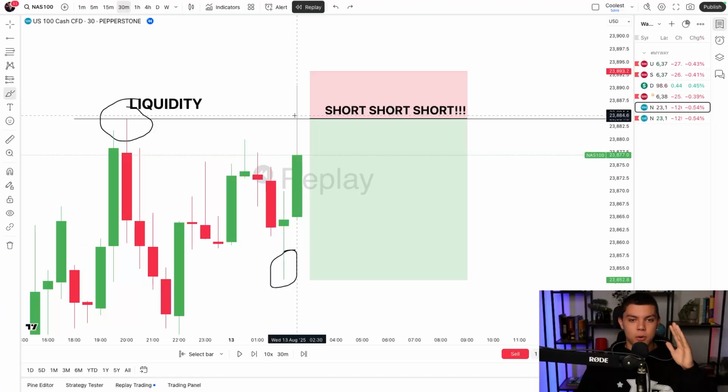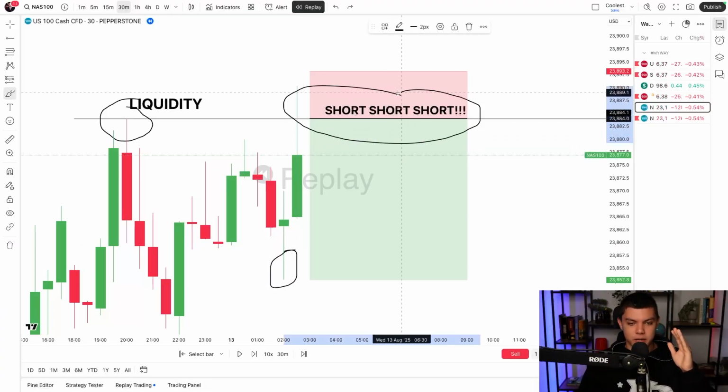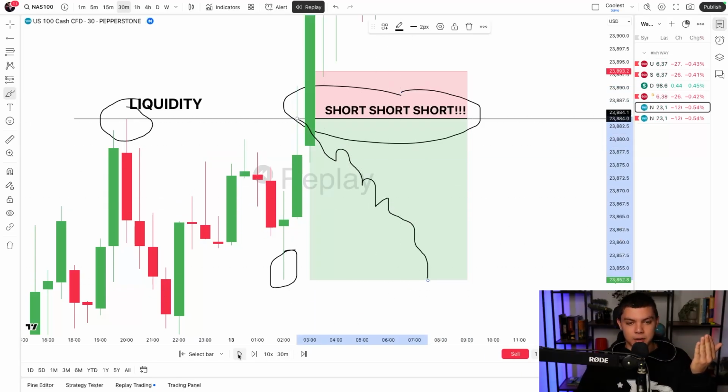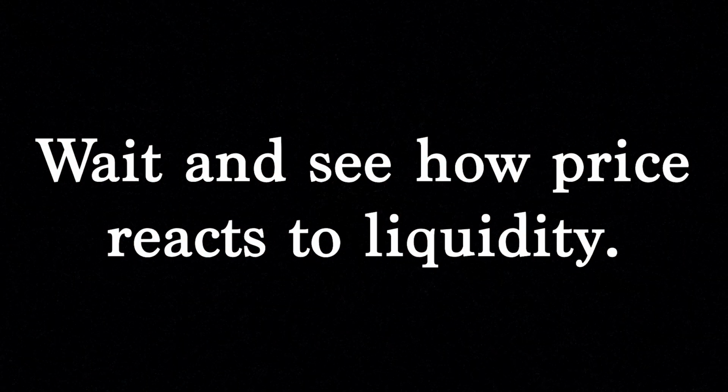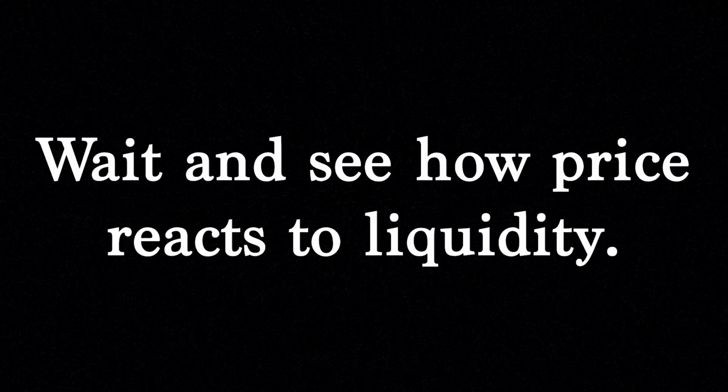Now here's the problem. Most traders would have shorted the markets right here because they see this liquidity sweep, so they short the markets and bang, they got stopped out, right? That's a huge mistake because you need a process. So how do we know if the sweep will actually work and reverse the price? Well, you have to wait and see how price reacts to the liquidity.